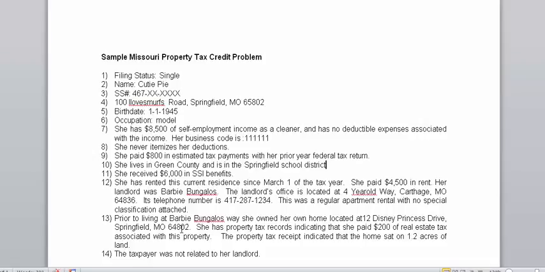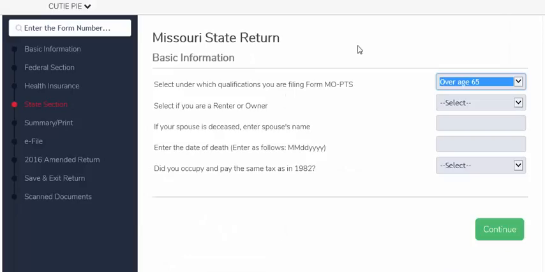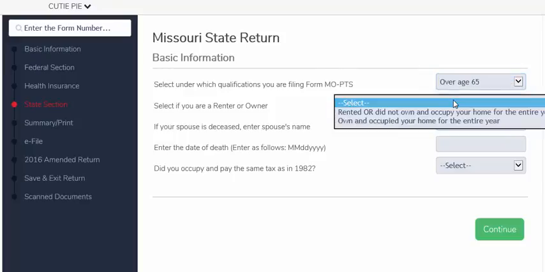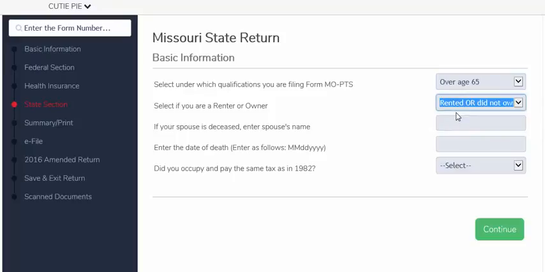And then here, prior to living at Barbie Bungalows Way, she owned her own home at 12 Disney Princess Drive. So we've got a person who has a couple different things going on. That means we're going to have to fill out two different versions of this form for her. So first thing we're going to do is the rental one, because that was the first thing that we saw on our list. And we don't have a deceased spouse, so we're not putting that on there.